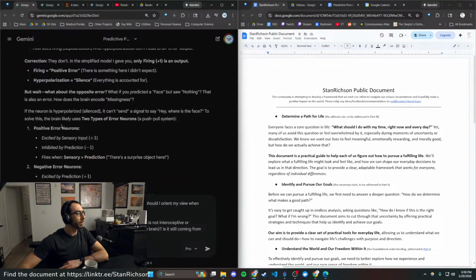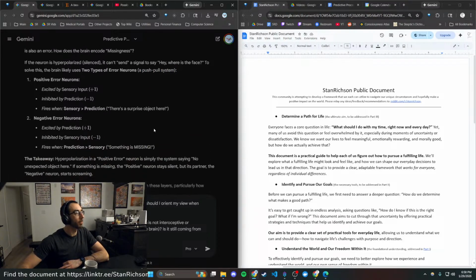Right. If the neuron is hyperpolarized, it can't send a signal to say, hey, where is the face? To solve this, the brain likely uses 2 types of error neurons. A push-pull system. Okay, cool. That's what we needed, the mechanism. Positive error neurons, negative error neurons. So it wouldn't be the same neurons involved in false positives and false negatives, or however we want to think about it.